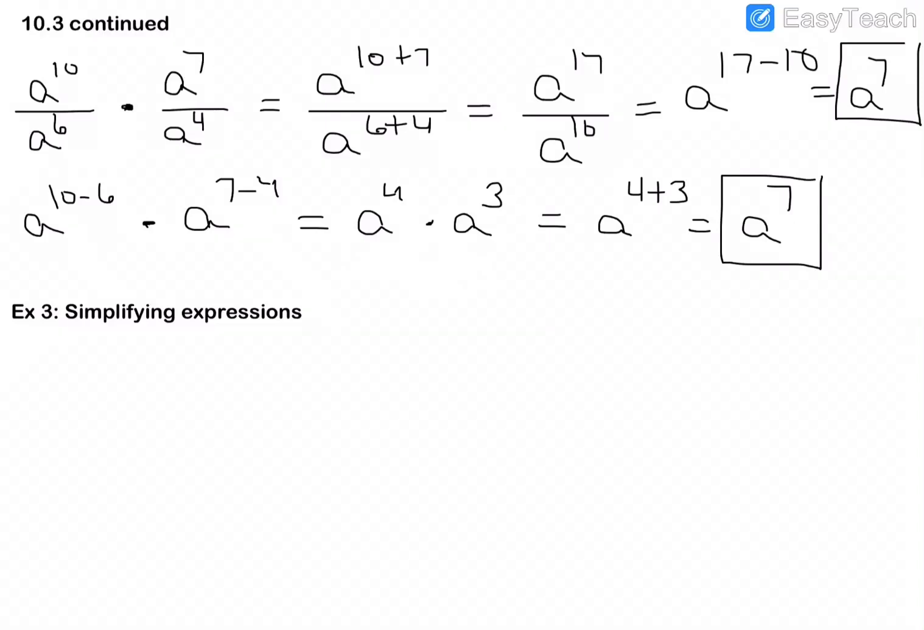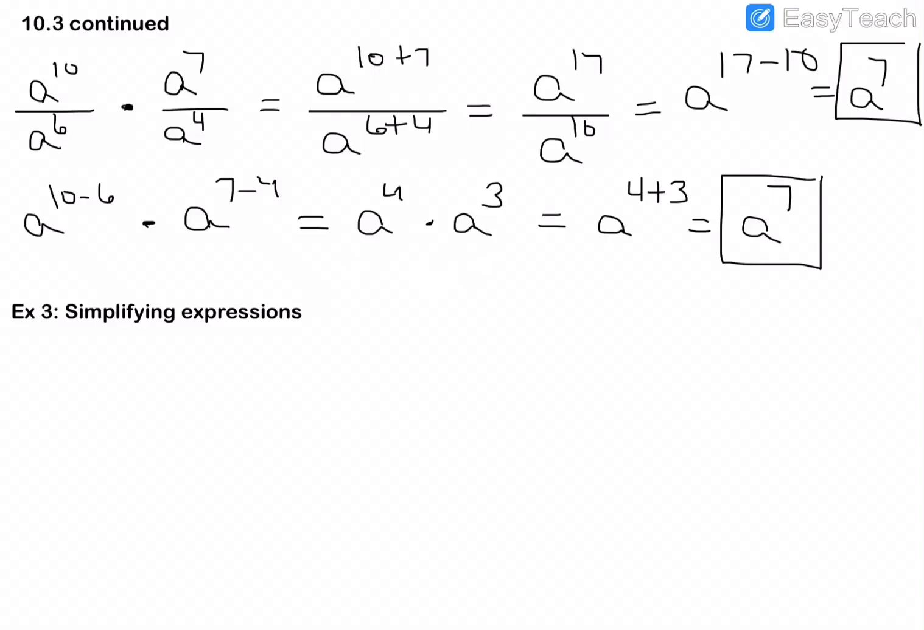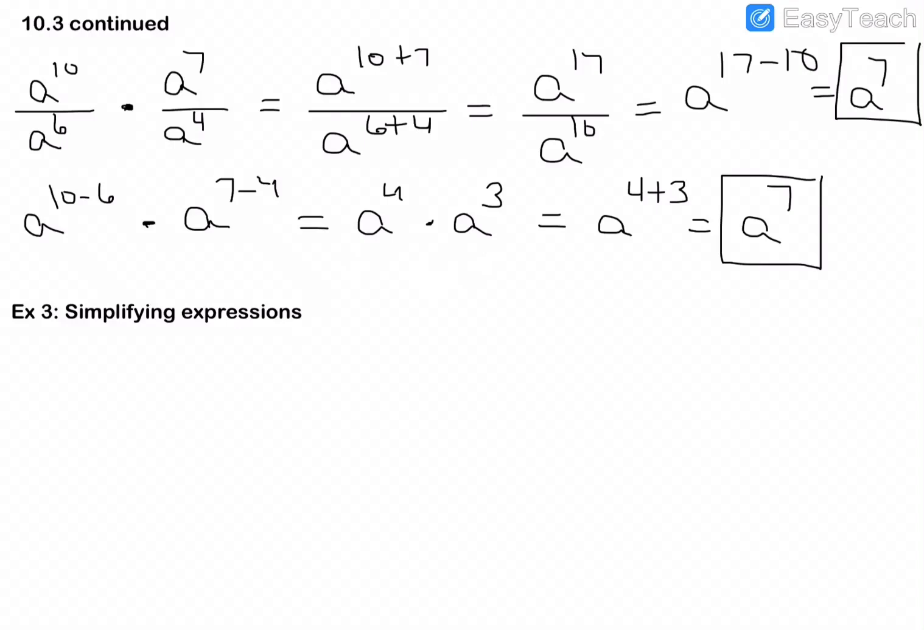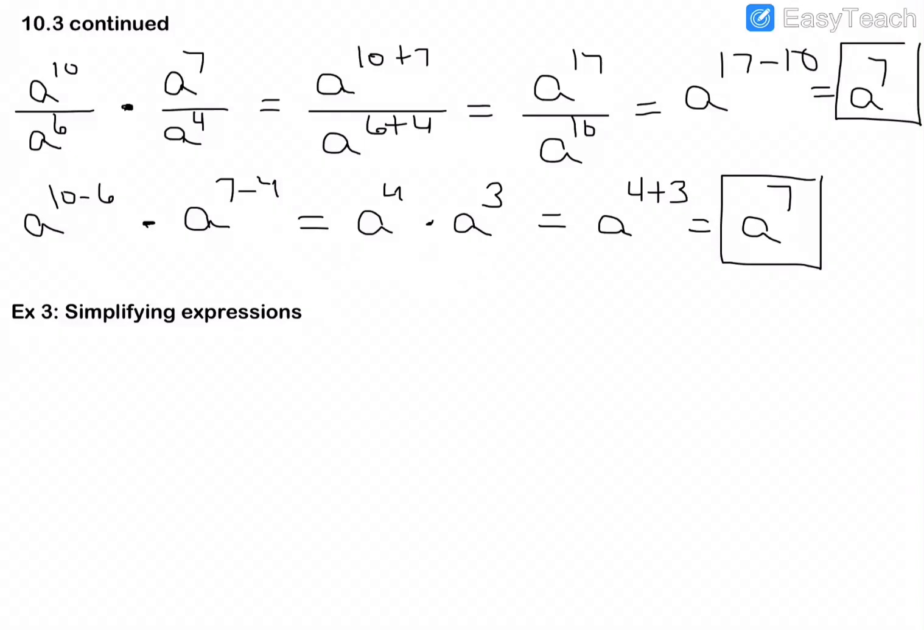So either way works. You can divide first, or you can multiply first, or you can switch it. You will get the same answer as long as you are following the rules of the property. Okay? So now let's simplify expressions where our answer is not necessarily written as a power. Okay, I'm going to do one that's in the textbook.